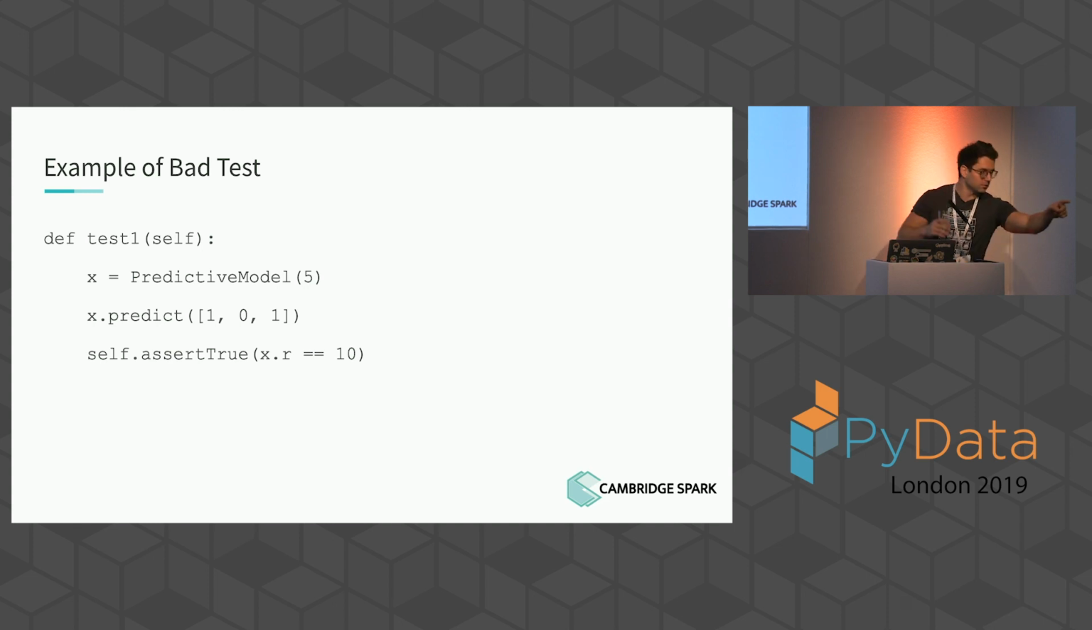Yeah, what do you say? Test one means nothing, right? So if the test fails, in the console you see test one error. What's that supposed to mean?